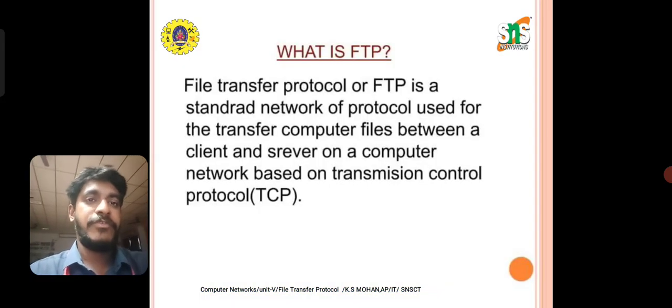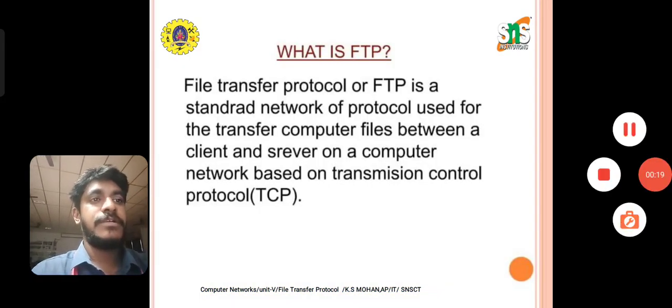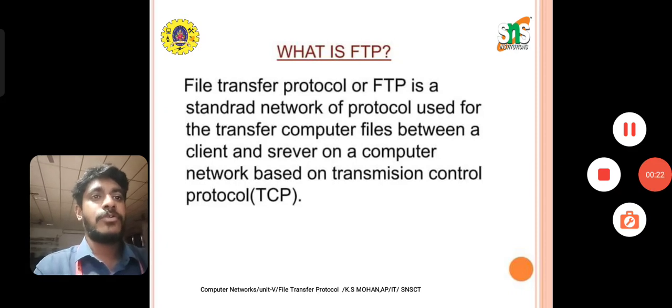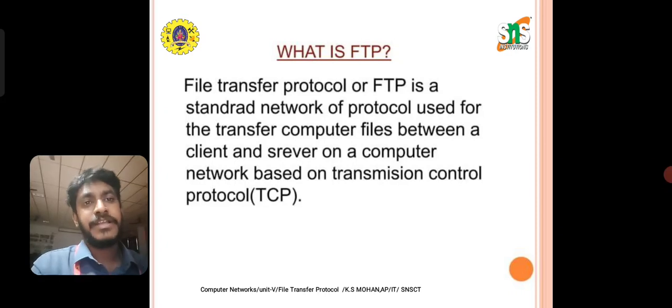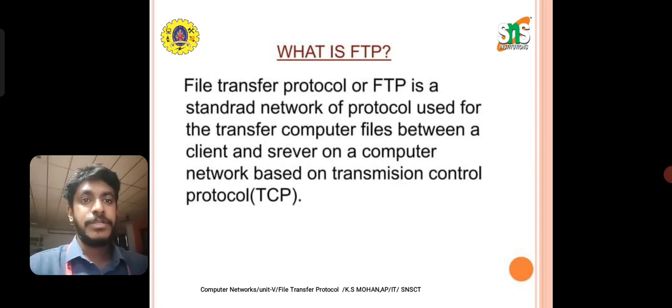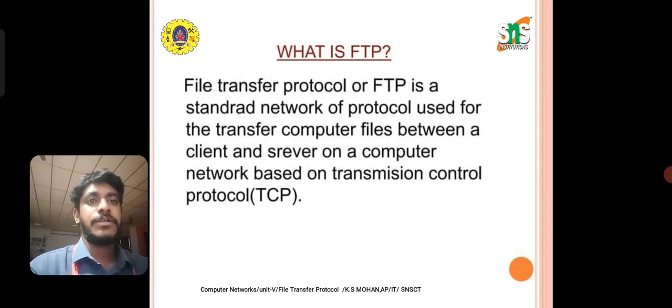What is FTP? FTP is a standard protocol used for transferring computer files between the client and server. Generally, we have a client and server in a computer network-based transmission control. So this FTP is the standard protocol used between the client and server.